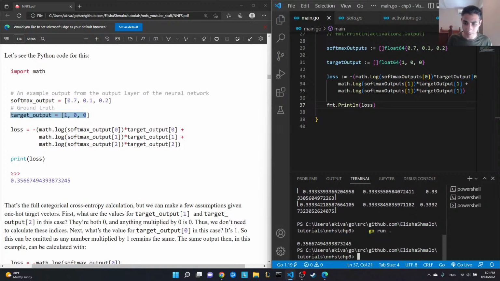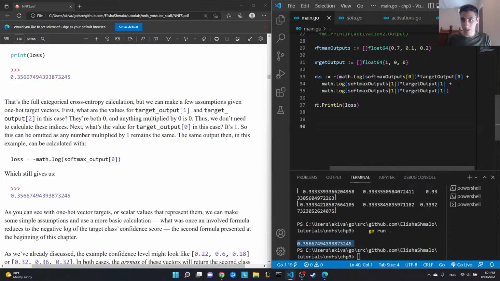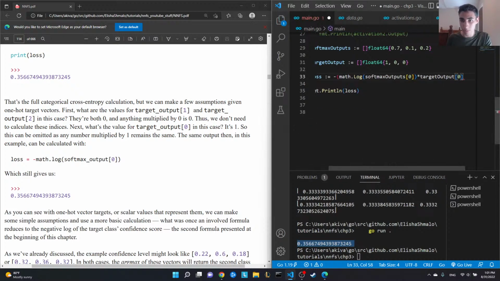Great, so we get the exact same output that he got, and that's how you calculate categorical cross entropy for one sample. So that is the full categorical cross entropy calculation, but we can make a few assumptions given one-hot target vectors. First, what are the values for target output index 0 and target output index 2? They're both 0, and anything multiplied by 0 is 0. Thus, we don't need to calculate these indexes, because both of them will just evaluate to 0, and we're just adding 0, which is not important. So we get rid of both of those, and we're left with this situation.